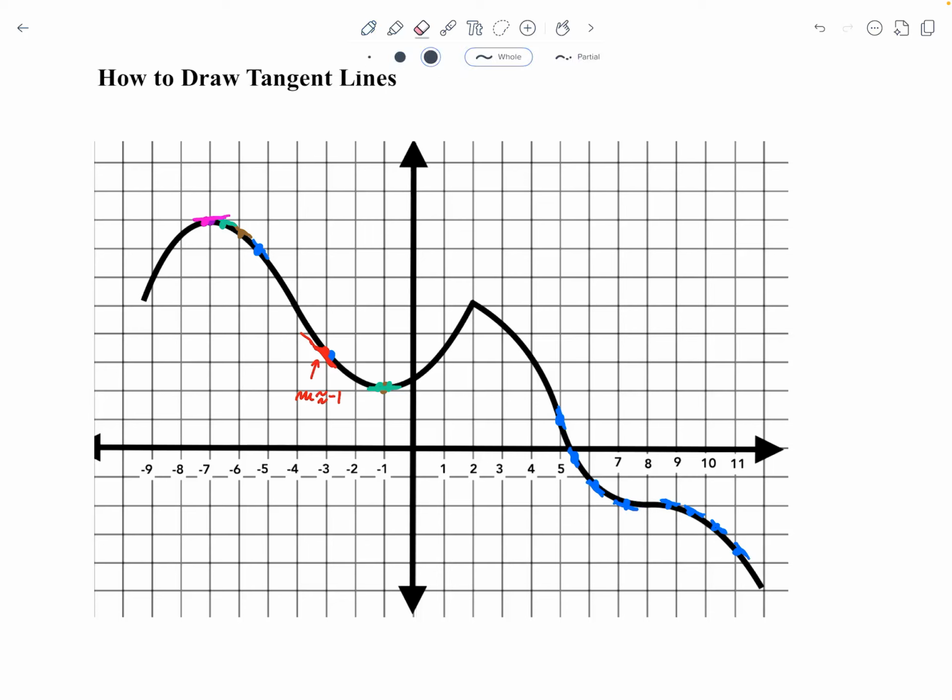So at this point here, let me mark this point. At this point here, I can see that the graph decreases to this point, and then here it levels up a little bit. For this point, it's just leveled up here and then starts decreasing again. So then the graph will have a horizontal tangent line here as well.